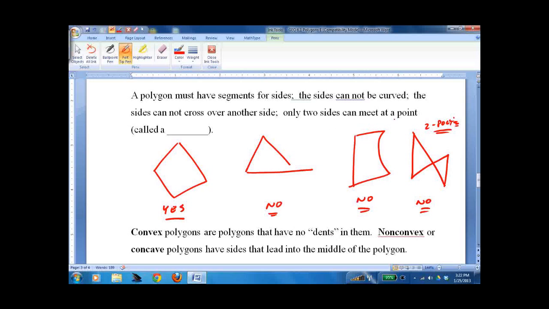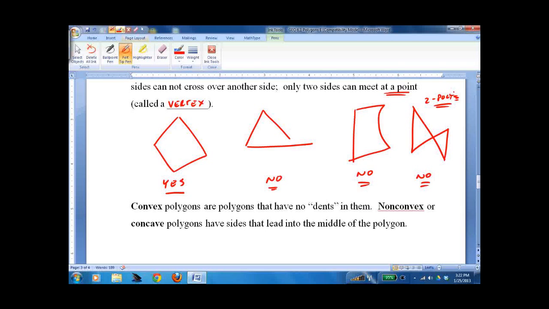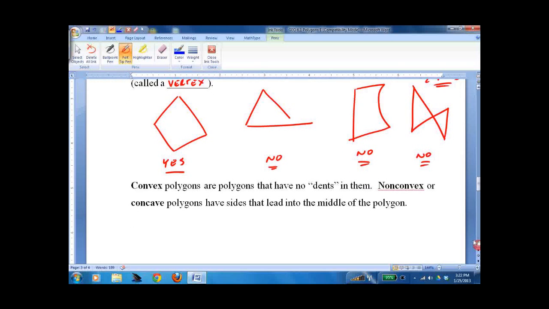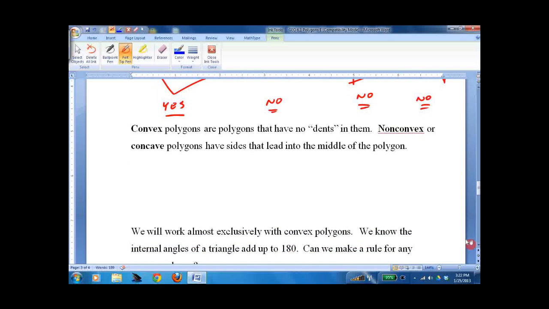The 2 sides can only meet at one point, so here you have 4 sides meeting at a point. And that point is called a vertex, just like in a triangle. So we got 2 different types of basic polygons, a convex polygon and a concave polygon.